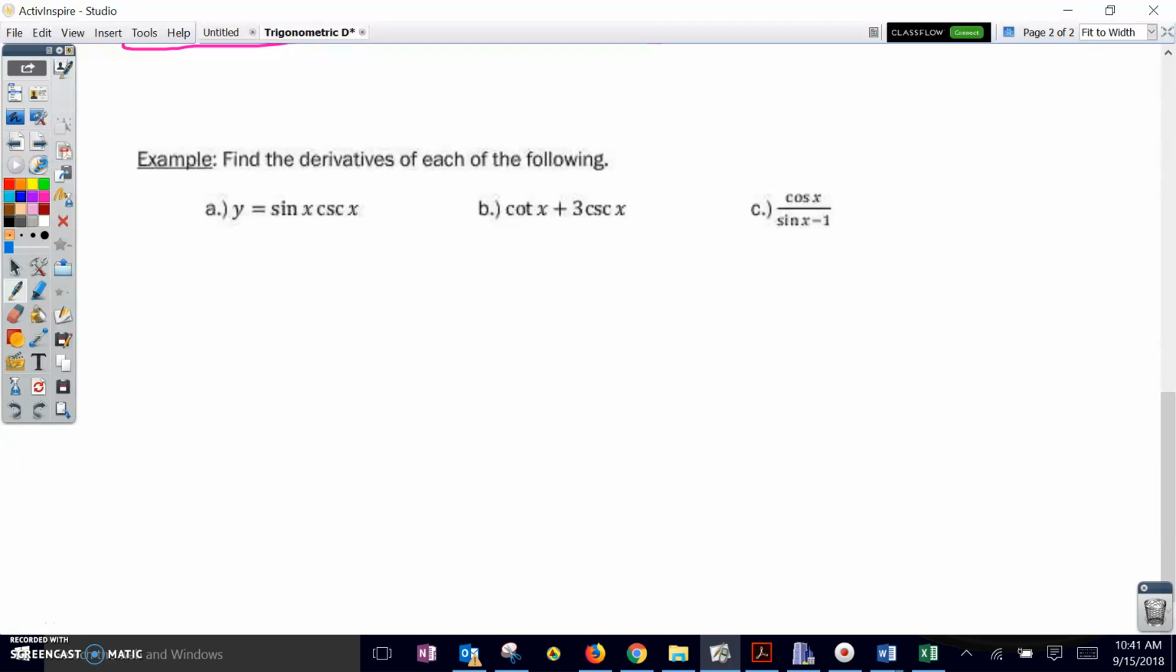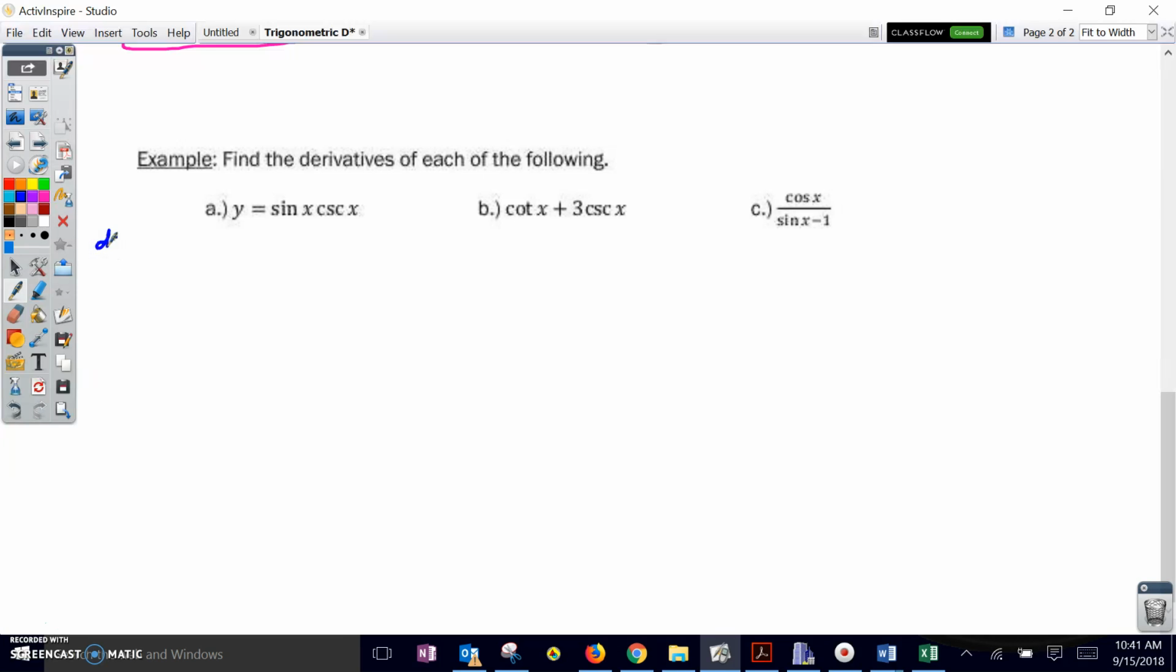Alright, in this video we're going to look at some examples from the trig derivatives lesson. Just a few quick examples applying the trigonometric derivative rules that we just learned. So the first one, part A, we've got y equals sine of x cosecant of x.